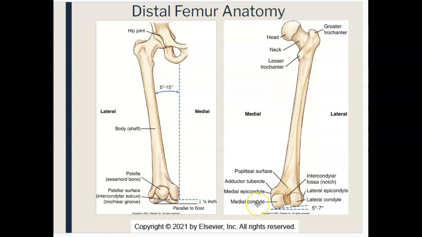You're going to notice that the distal femur has condyles as well as epicondyles. So please make sure you do not get confused. And then also remember the tibia also has condyles.